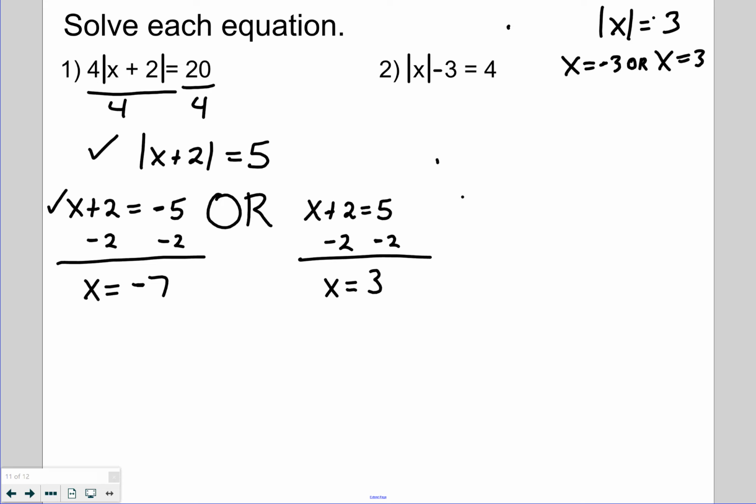Either one would work. Now, if you wanted to graph this, here's what's really interesting about graphing it. If you make a negative 7 and a positive 3, remember how we said "or" was disjunction?